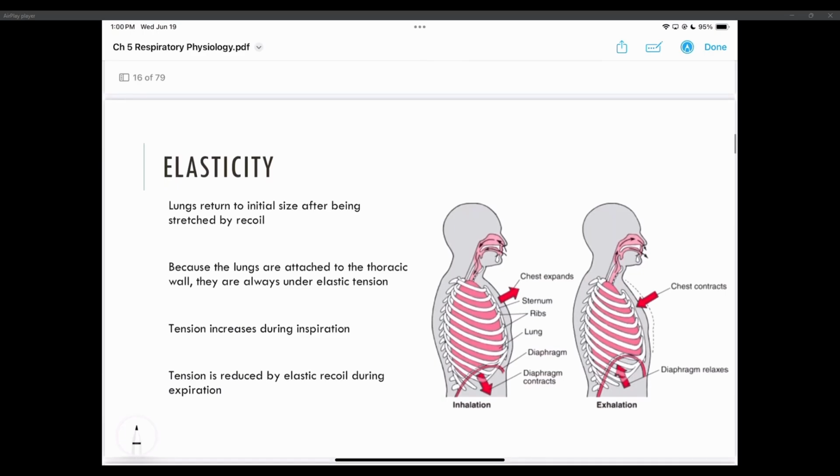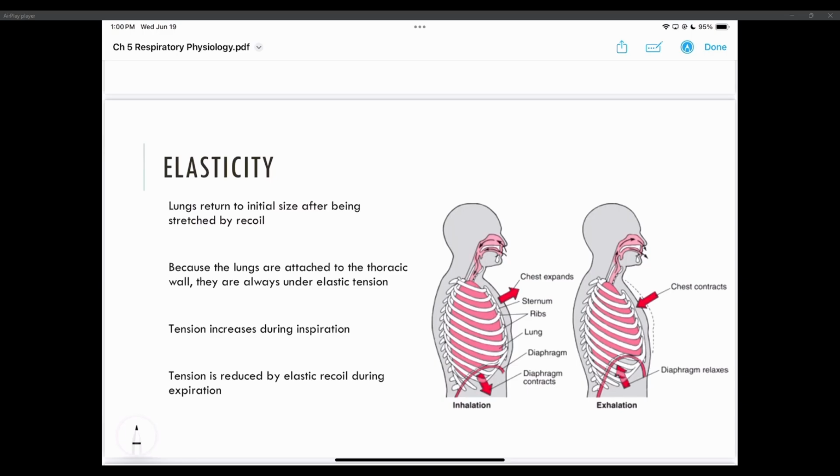Elasticity. So remember, we talked about recoil. When we breathe in, our chest wall expands, but the natural properties of our chest wall are to recoil. And again, that's why breathing is passive at rest with expiration. It's just your normal chest wall collapsing on itself.